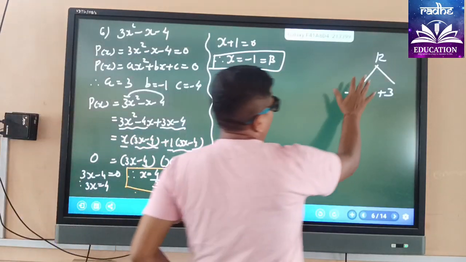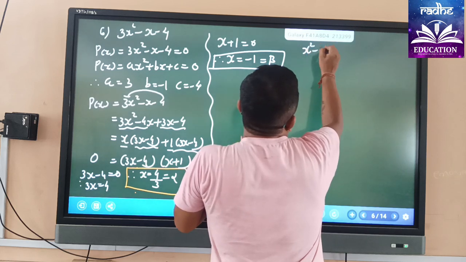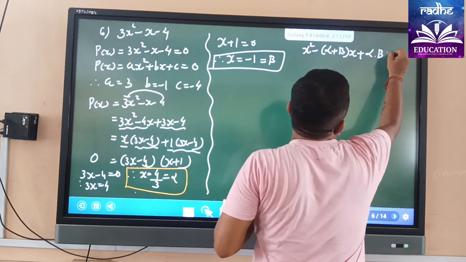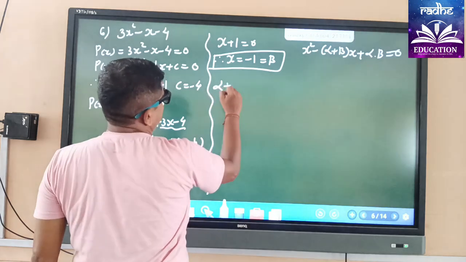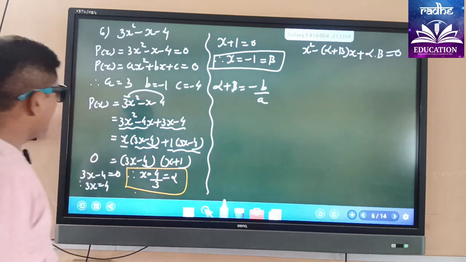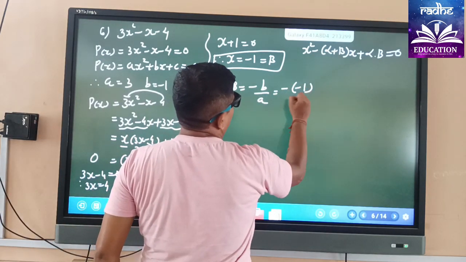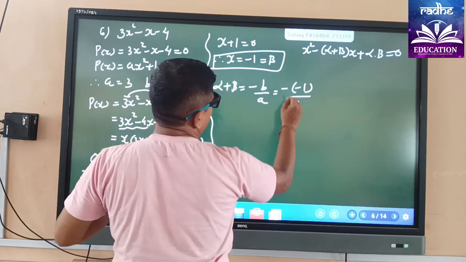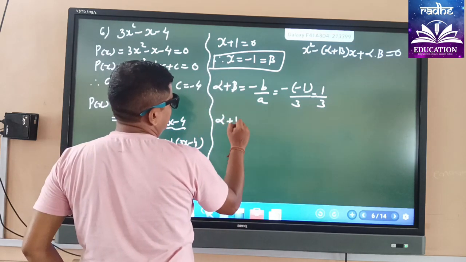Okay. And the standard form of the polynomial is x square minus (alpha plus beta) x plus alpha into beta equals 0. So first we will find the sum of the zeros, that is alpha plus beta equals minus b upon a. The value of b is given as minus 1. Be careful, if a minus sign is there, then put it in the bracket. a is given as 3. Minus minus plus, so you will get 1 by 3.